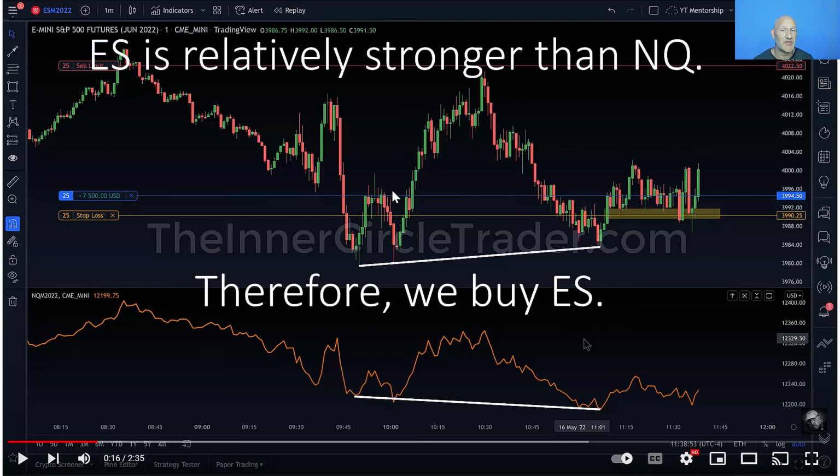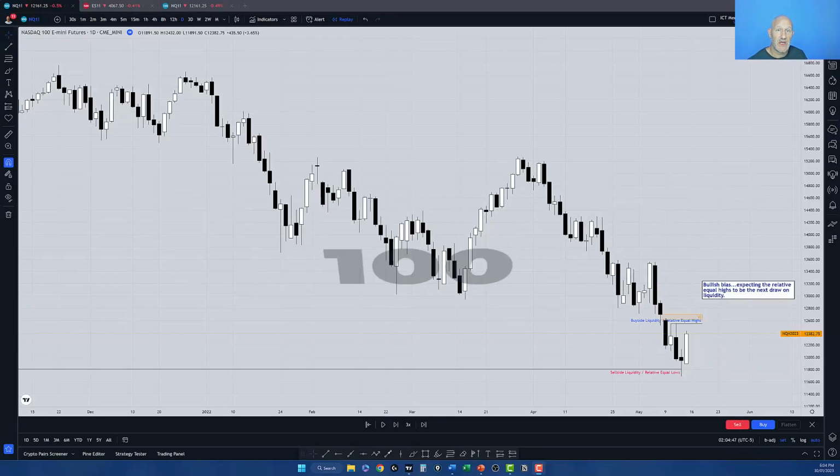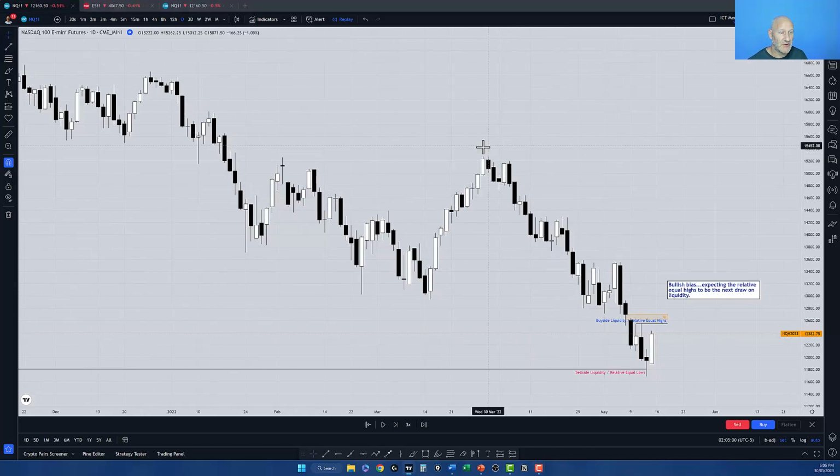and we're going to start with our top-down analysis and work all the way down to the actual executions themselves. So we're starting with the NASDAQ on the daily chart, and we're looking at determining our bias. Now we can see that the trend has been clearly bearish, so we can see we're making consecutive lower highs and lower lows. But what's actually happened here is we've swept this liquidity, so we have this sell side liquidity, relative equal lows down here.